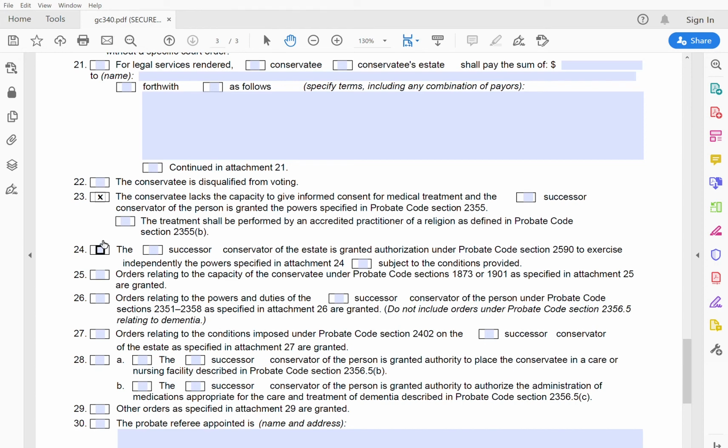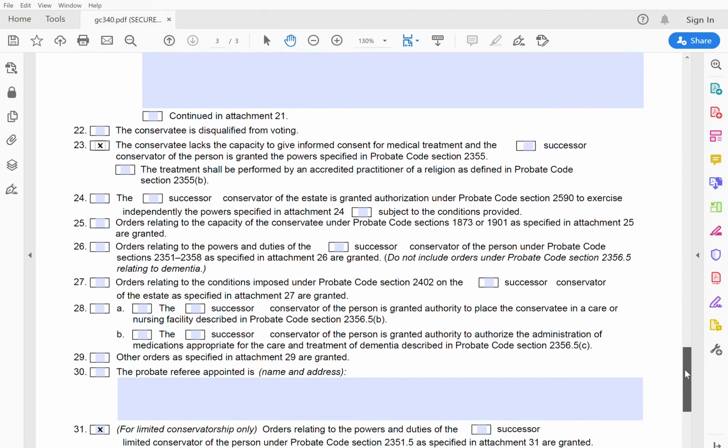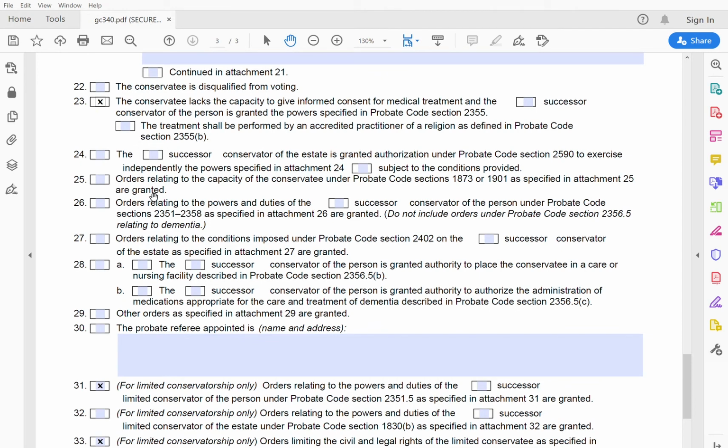24, once again, this is for more complex transactions of the estate. Nothing we have to worry about for a limited conservatorship of the person. So as far as orders relating to capacity of conservatee under sections 1873 or 1901 are granted, nothing I am going to need to worry about for this one. So orders relating to the powers and duties of the conservator of the person under Probate Code sections 2351 to 2358 are granted. I don't need to worry about that. I don't need to worry about 2402.